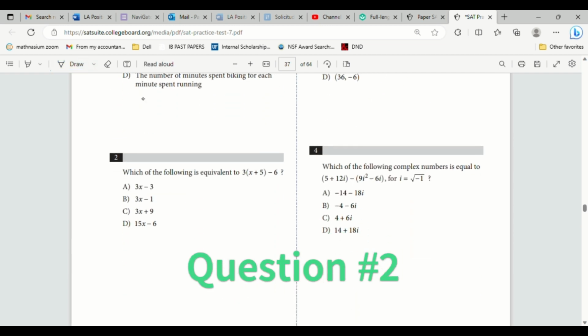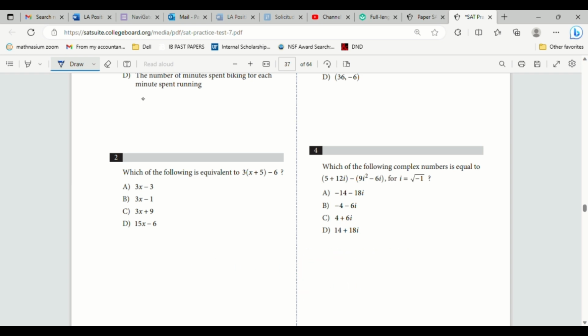Number 2, which of the following is equivalent to 3 times x plus 5 minus 6? So 3 times x plus 5 minus 6, distribute the 3 to both terms. 3x plus 15 minus 6, 3x plus 9. So 2 is C.